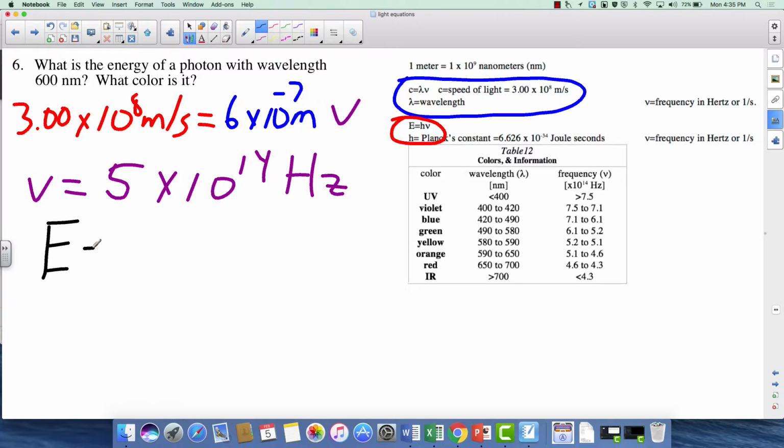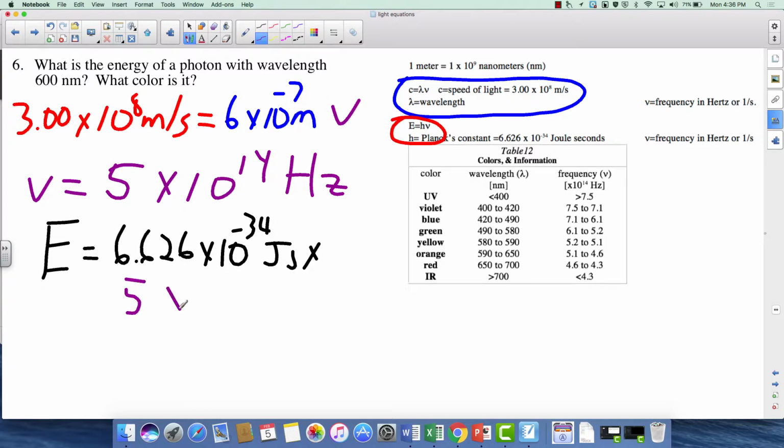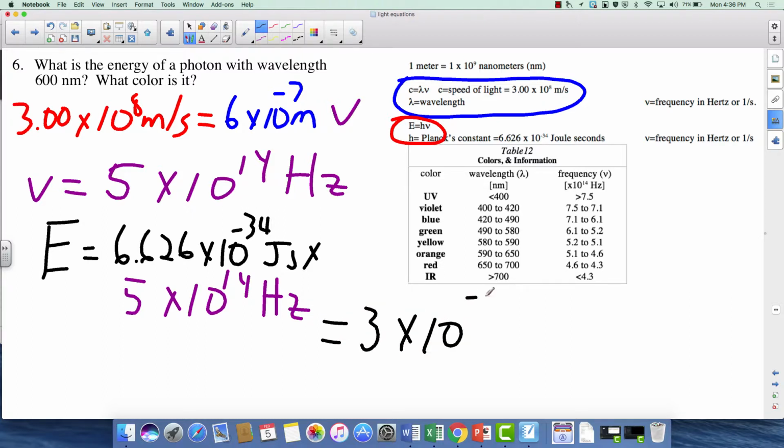The energy is equal to Planck's constant, 6.626 times 10 to the negative 34th joule seconds, times the frequency. And the frequency we just found is 5 times 10 to the 14th hertz, giving us an energy of 3 times 10 to the negative 19th joules. Again, not very much energy, but again, 1 photon of light.